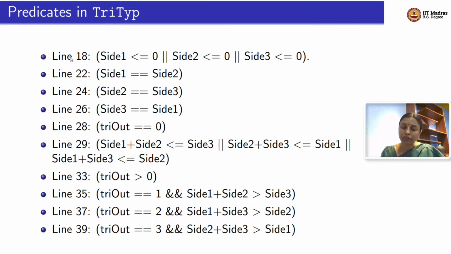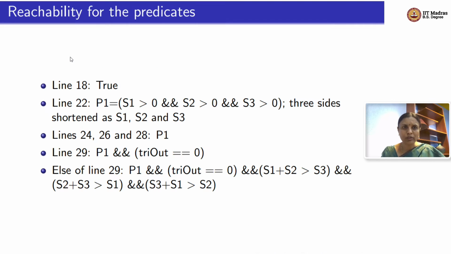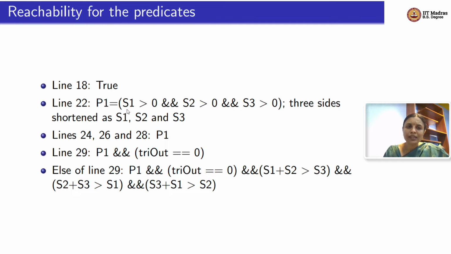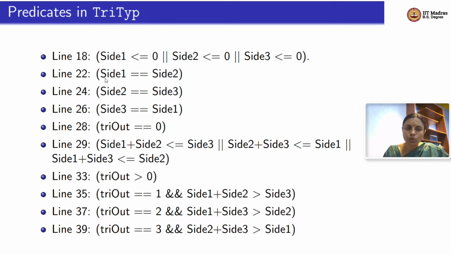Line 18 is one of the first predicates that you find in the code. So it's always reachable. So the reachability condition for line 18 is true. At line 22, it's an if statement which came because line 18 was not true. So line 22 says side 1 will be greater than 0 and side 2 will be greater than 0 and side 3 will be greater than 0. Why? Because you could go to line 22 if line 18 would return false.